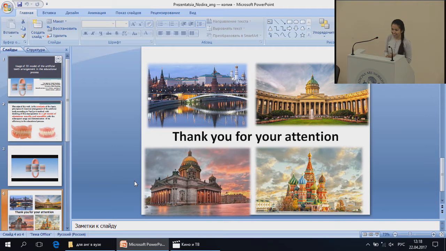Of course. The question: is this model dedicated only to the ideal bite, or also to some different malocclusion? Now it is for the first type of the bite, because here we were thinking about the educational way of understanding for the students. The first type of the bite is the most useful and, I think, the most widespread. Students should know about the ideal, and then they start to think about the malocclusions.